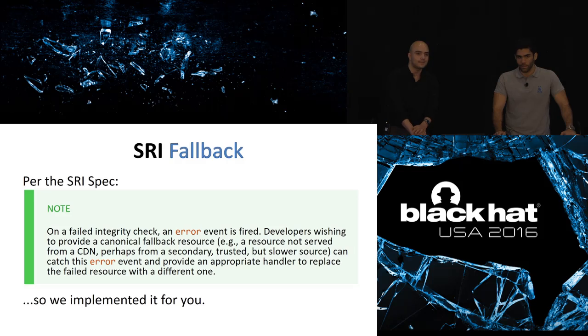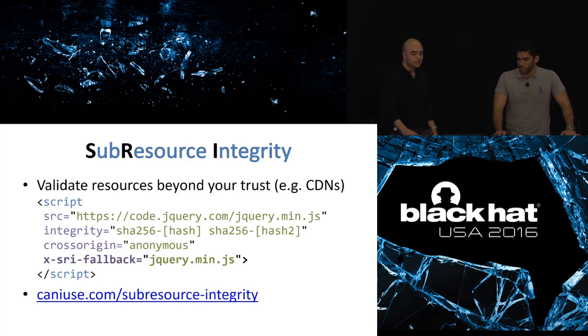So we went ahead and built it for you. Our script is called SRI fallback, and it just gives you this little XSRI fallback attribute, which you can add to any script or style sheet in your HTML. So the goal here is if you were to use this, you would probably point this at a backup resource at a location that you trust. Exactly. And it would still validate against the existing hashes. Right. So you would want that to be hosted on the same local origin as your code, as opposed to a CDN.